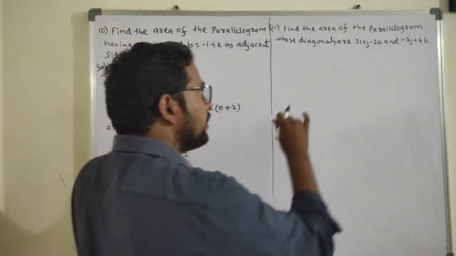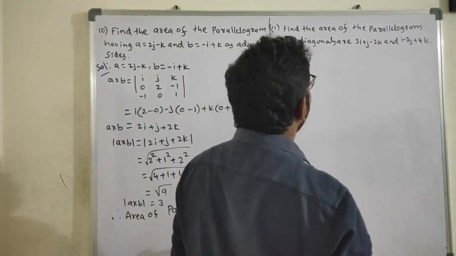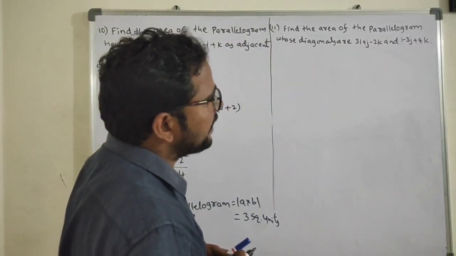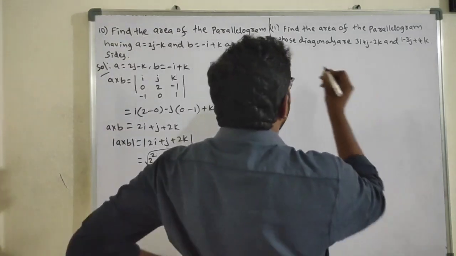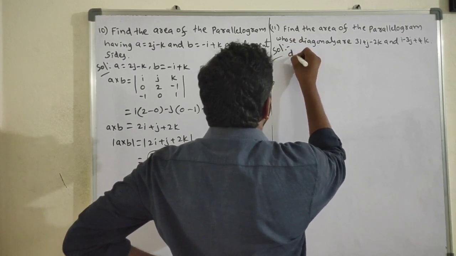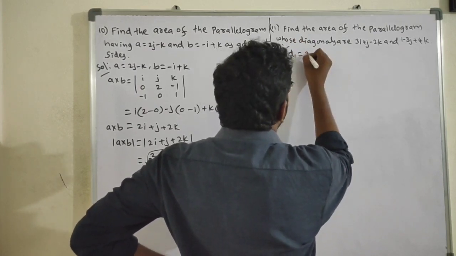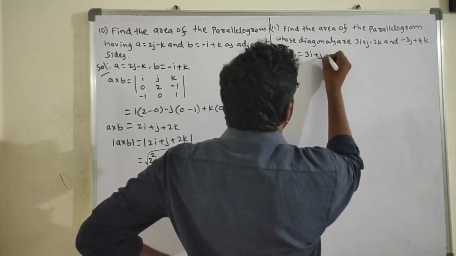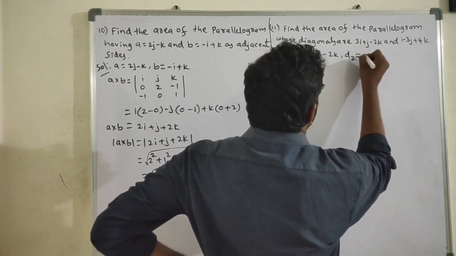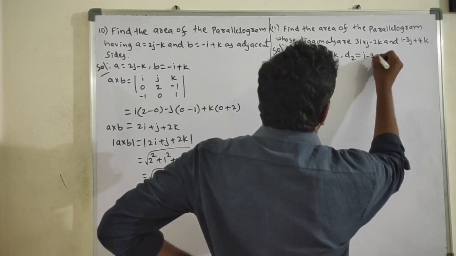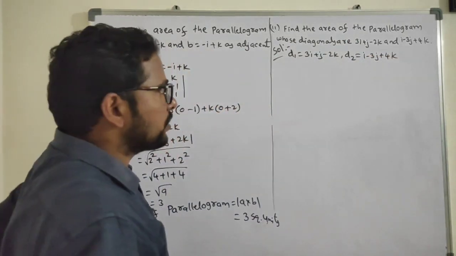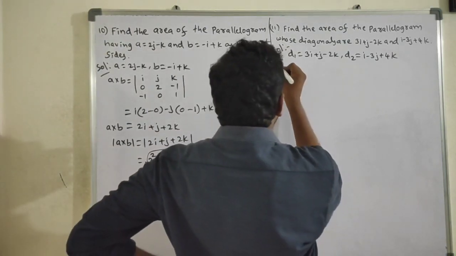Now the 11th question. Find the area of the parallelogram whose diagonals are 3i plus j minus 2k and i minus 3j plus 4k. So the diagonals are given. Take the first diagonal as d1, d1 is equal to 3i plus j minus 2k, and the second diagonal d2 is equal to i minus 3j plus 4k. Find d1 cross d2.